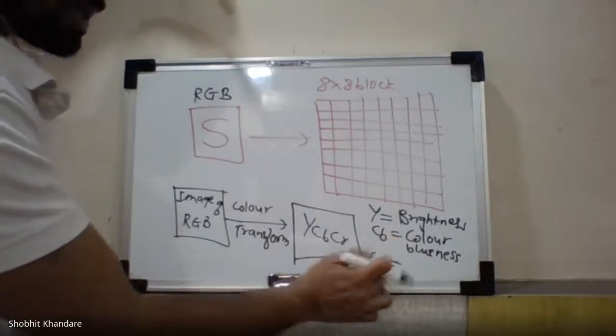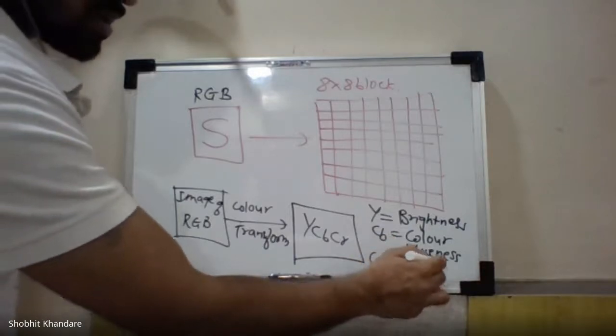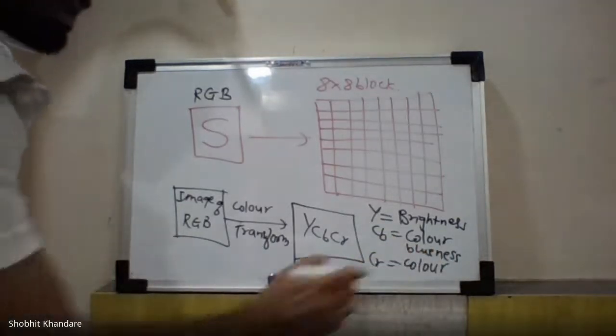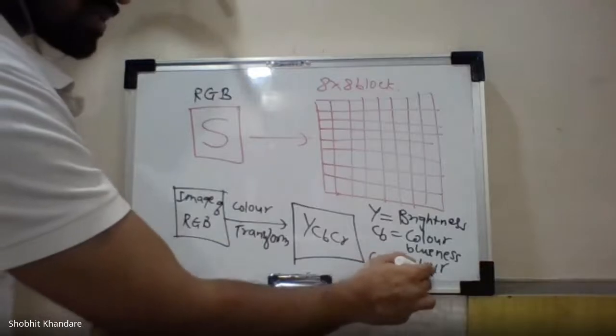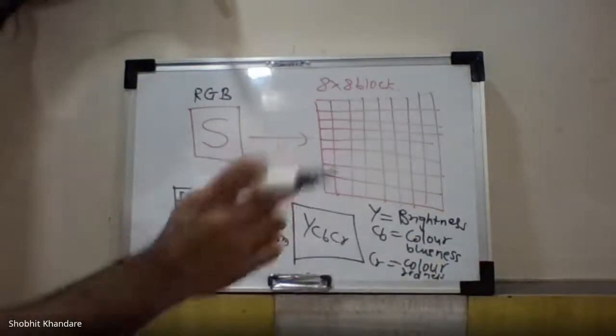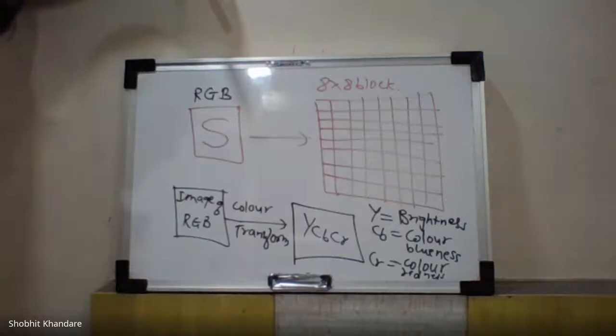stands for color redness. And write down in brackets, red difference relative to the red color.